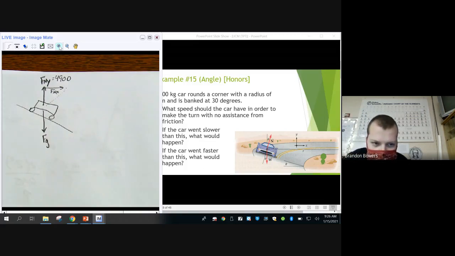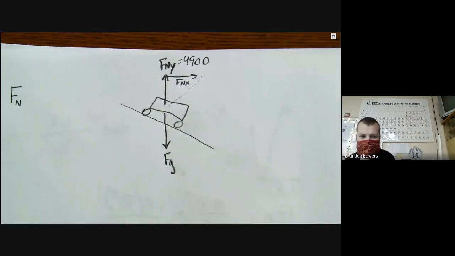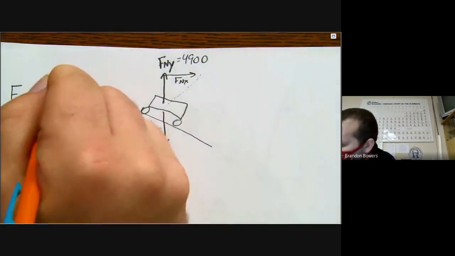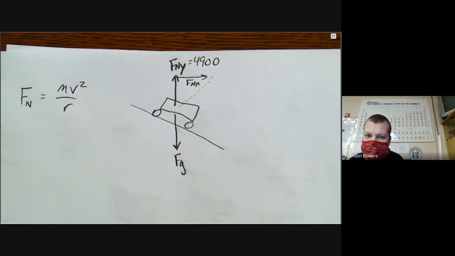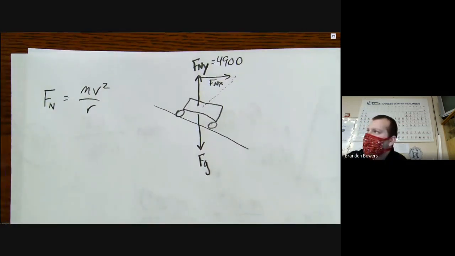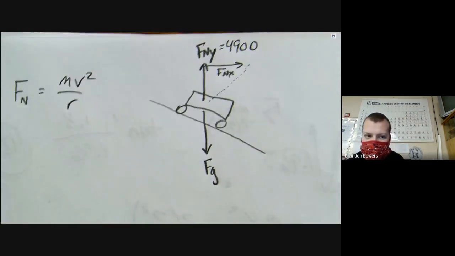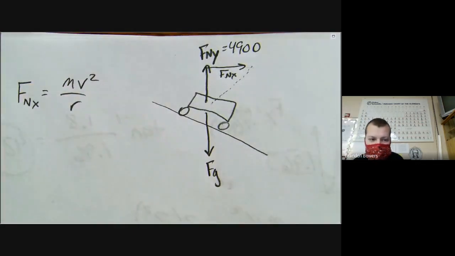Now my force normal x, I wrote that really small. I'm sorry. My force normal in the x is my centripetal force. Okay, that's my centripetal force keeping me in a circle. So my centripetal force equation is mass times velocity squared over r. Does that kind of make sense? Wait, so the force normal on the x equals the... Oh, yep, my bad. Yes, you are correct. Force normal.